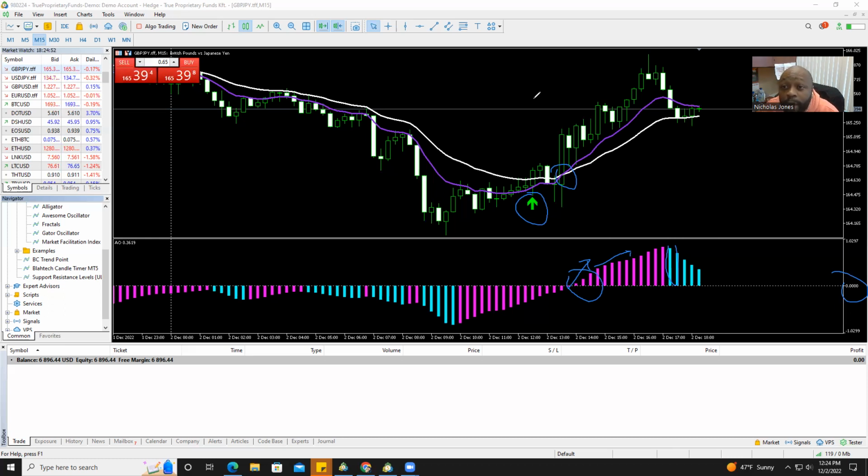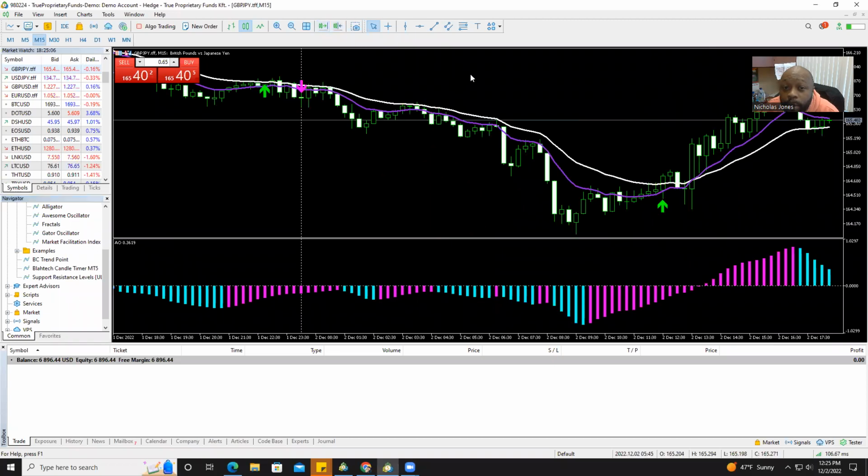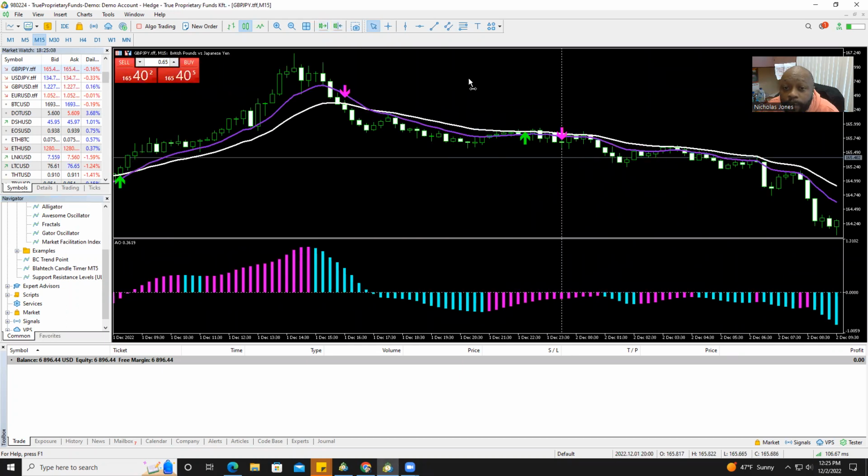So we'll go back and I'll show you. Okay, so we're going to go ahead and show you what I'm saying, right? So what do you see here? You see the BC trend point indicator giving you a signal. The crossover happened here. It broke below the zero. And this went down, down, down, down, down.